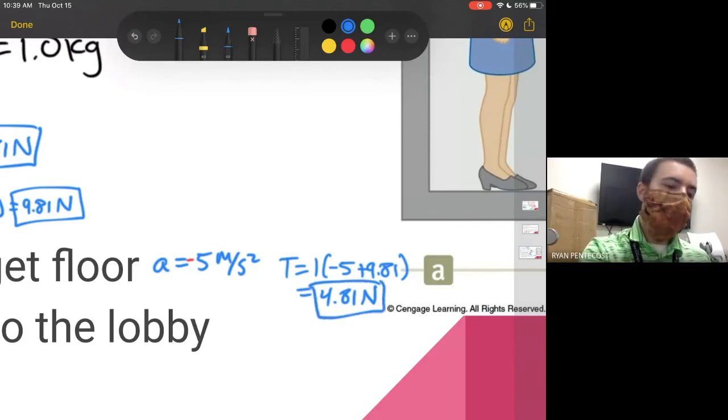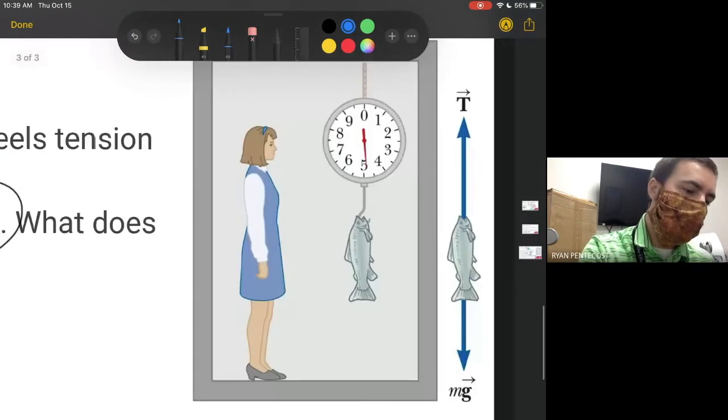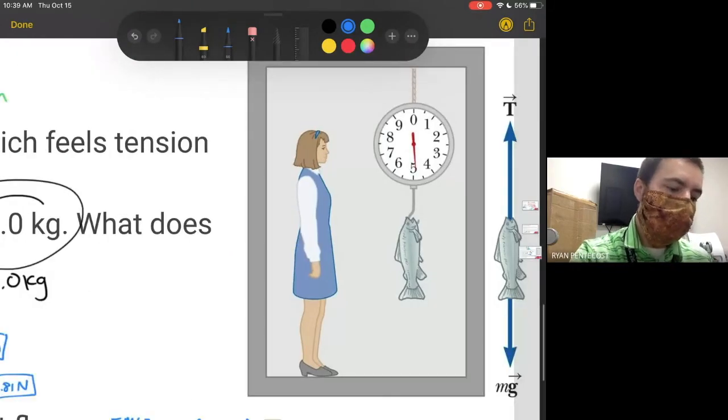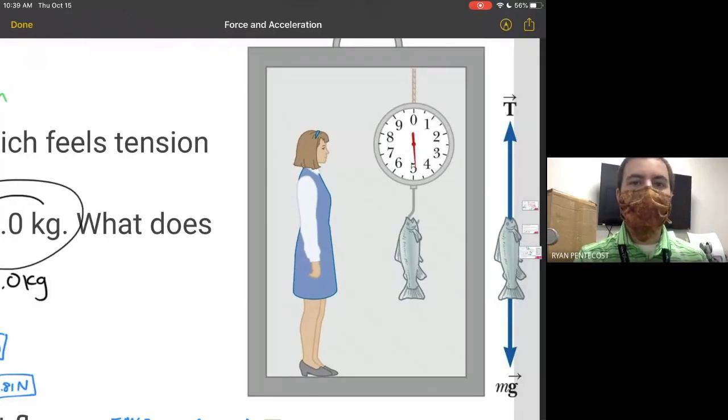And now let's look at this diagram here. Let's get rid of that. Right? So in this diagram, we have the elevator, right, is slowing down.